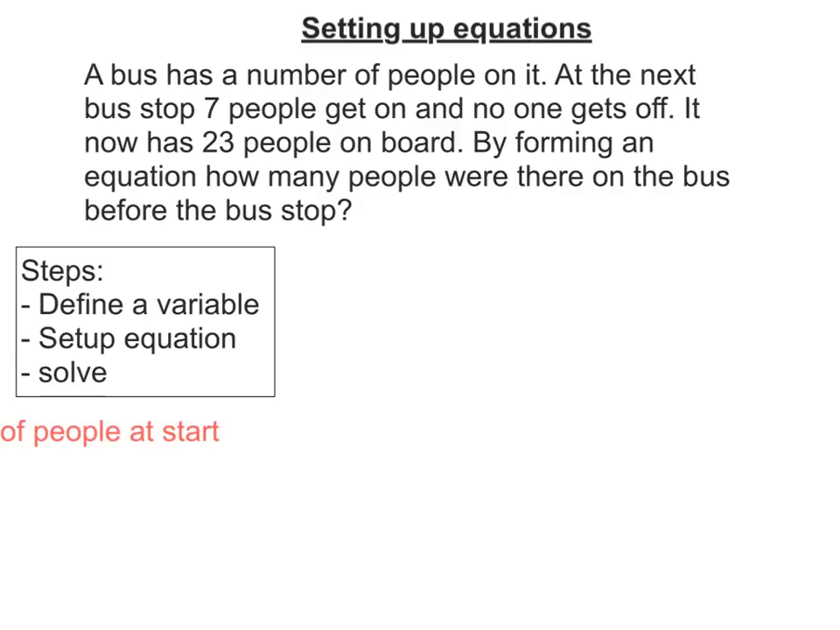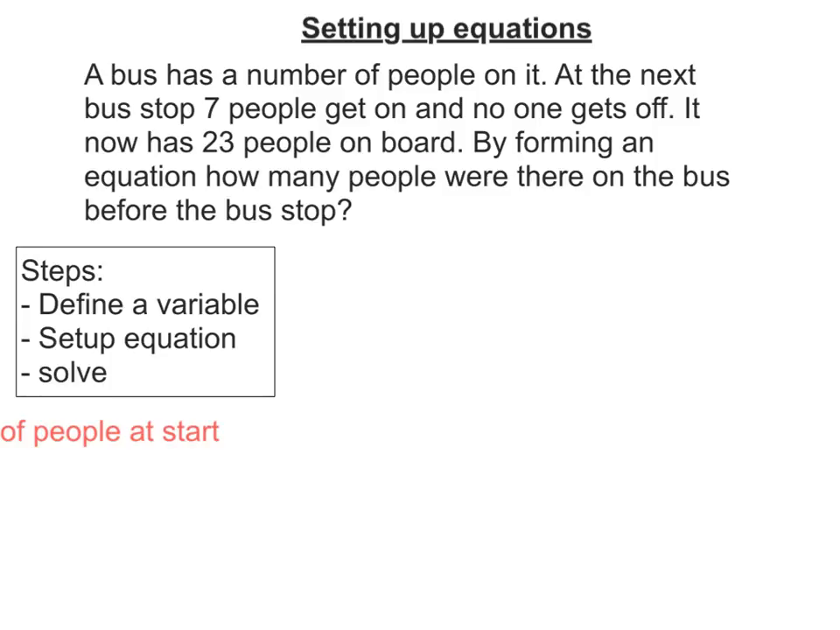In this video, we're going to set up or form equations. Here's the first question. A bus has a number of people on it. At the next bus stop, 7 people get on and no one gets off. It now has 23 people on board. By forming an equation, how many people were there on the bus before the bus stopped?